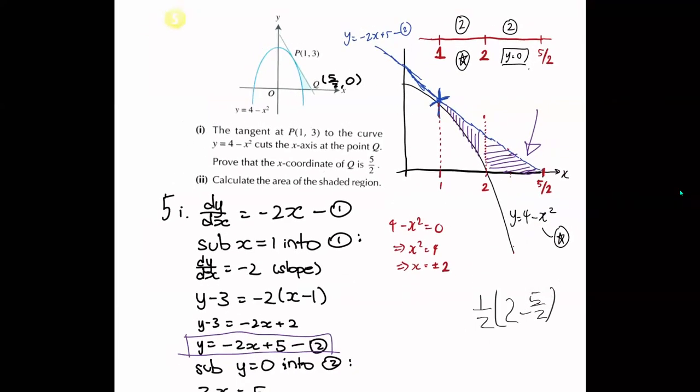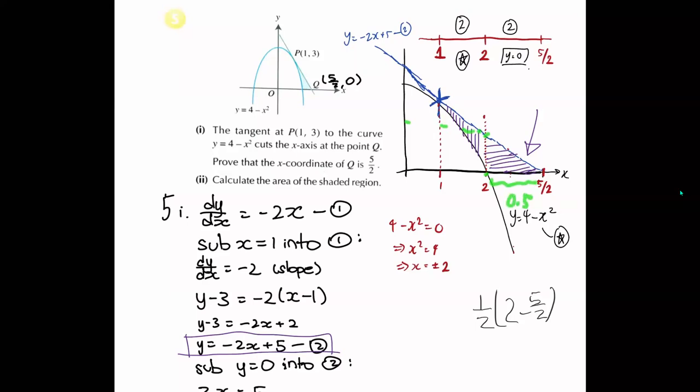Alternatively, you could just directly find the area of this right angle triangle, right? The length here will be 5/2 minus 2, which is 1/2. And this vertical length here, you need to substitute x equal to 2 into the equation. Then you can get the corresponding value. Sub in 2: minus 2 times 2 plus 5 is minus 4 plus 5, which is positive 1. This length here is 0.5.